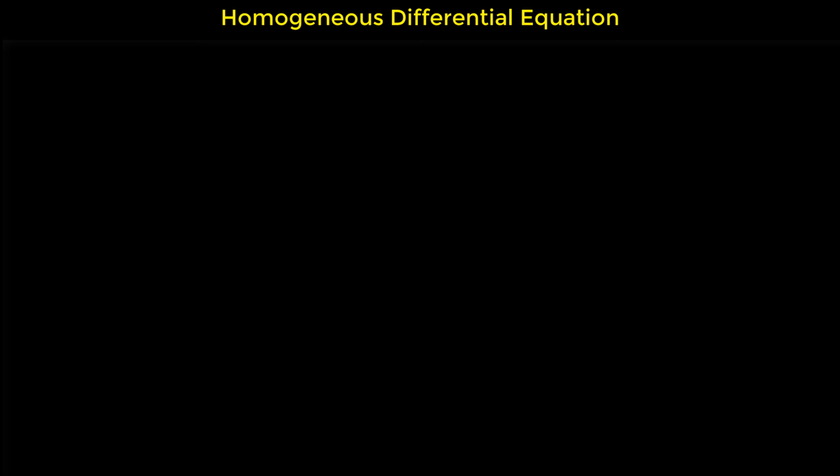In this video, I'm going to show you some more examples of homogeneous differential equations. First, let me remind you what is a homogeneous differential equation. If we can write a differential equation in the form of y prime equals f of y over x, then we say the differential equation is a homogeneous first-order differential equation. So every homogeneous differential equation can be written in this form.